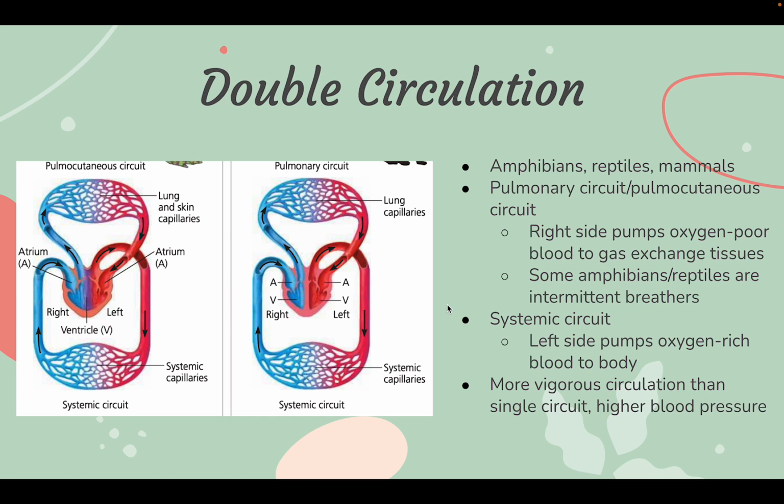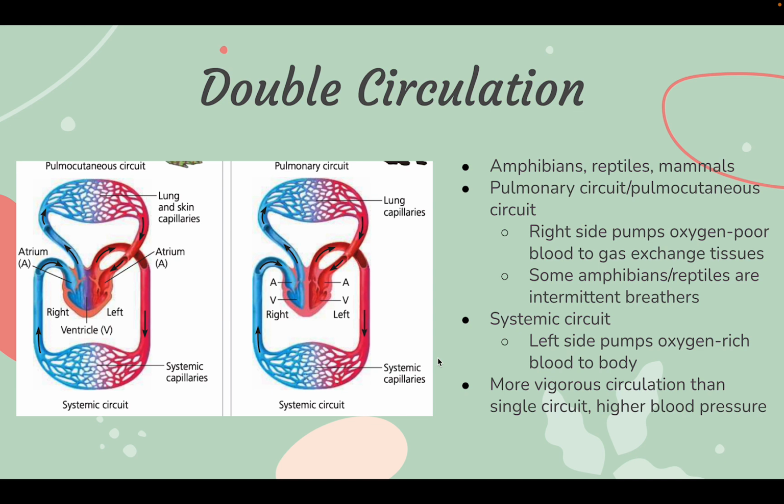There's two variants here. We find this in amphibians, reptiles, and mammals, and we have two circuits that make up our double circulation. There's a pulmonary circuit or a pulmocutaneous circuit. Some animals also use their skin to breathe, and in that case, they would have a pulmocutaneous circuit. But we humans have just a pulmonary circuit. And we also have a systemic circuit as our other circuit in double circulation.